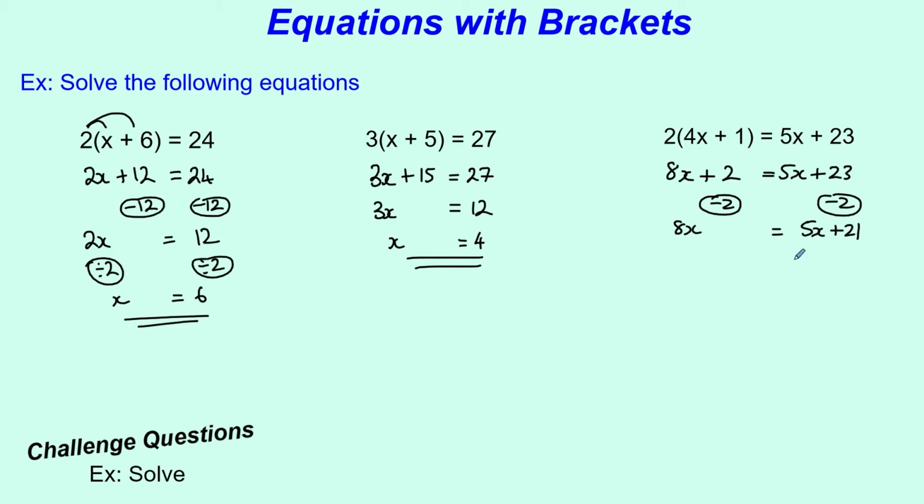Now that we've got the letter term on its own here, we want the number term on its own on the other side. Letters on one side, numbers on the other. So we're going to take away 5x here, and that means we've got to take away 5x from this side to keep the equation balanced. 8x take away 5x is 3x. 5x take away 5x is 0, they cancel out. So we're just left with positive 21. At the final step, you should hopefully be confident enough to say, I'm going to divide by 3 to get x on its own, so x equals 7 as our final answer.